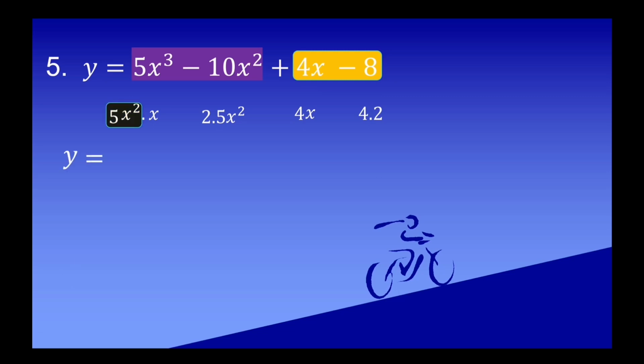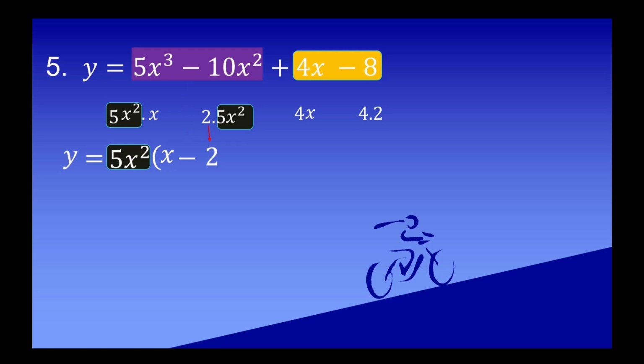Then looking for the GCF, greatest common factor, that is 5x squared. Then take it down, the GCF 5x squared. Then the remaining terms, that is x, then minus 2.